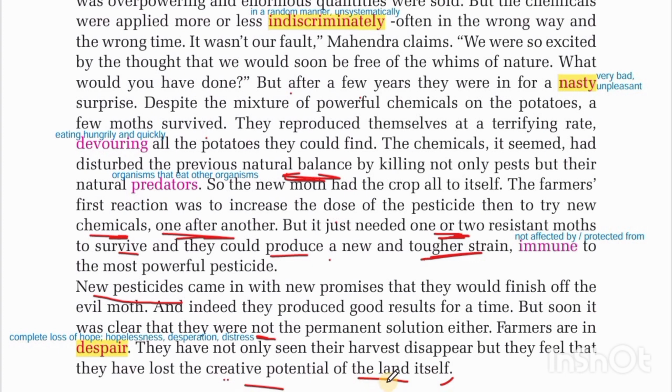The land lost its fertility. जमिनले पनि आफ्नो उर्वरा शक्ति गुमायो. And farmers were left in despair. र किसानहरू निराश भयो.